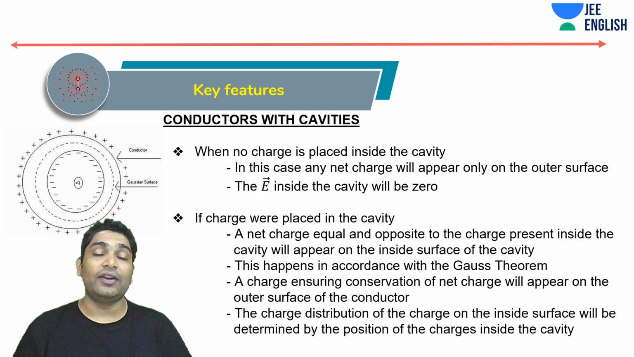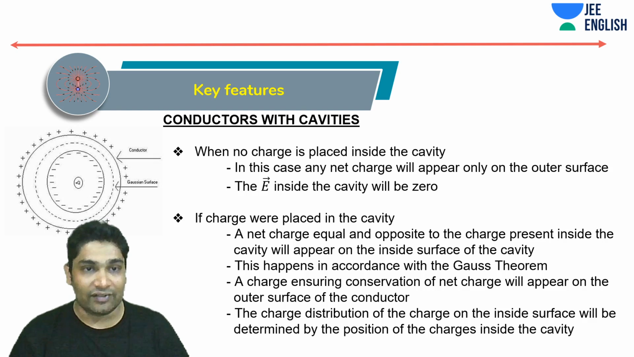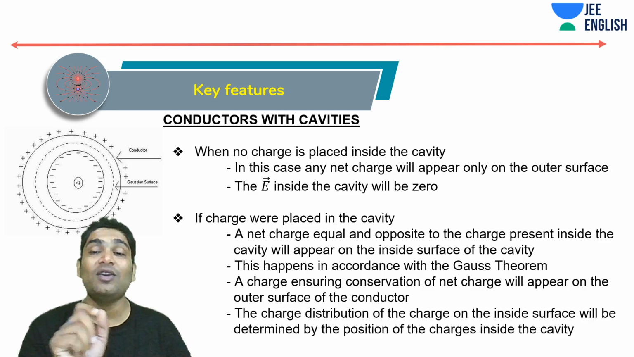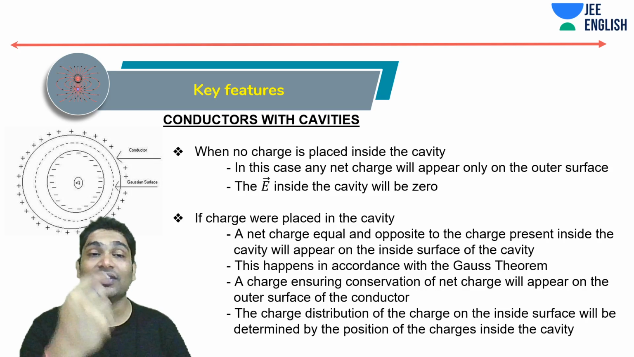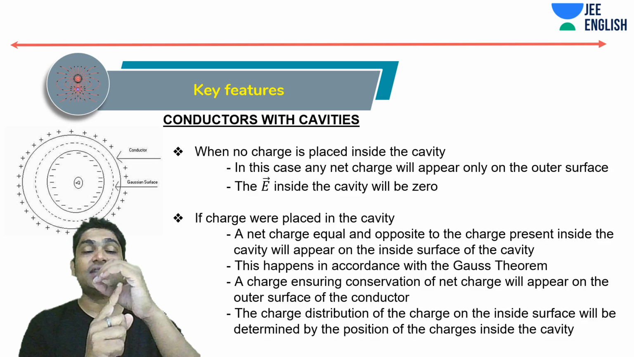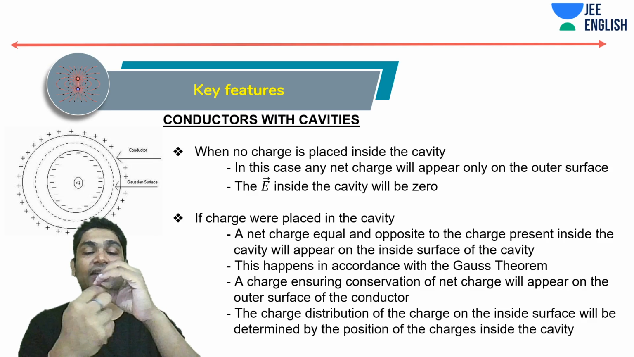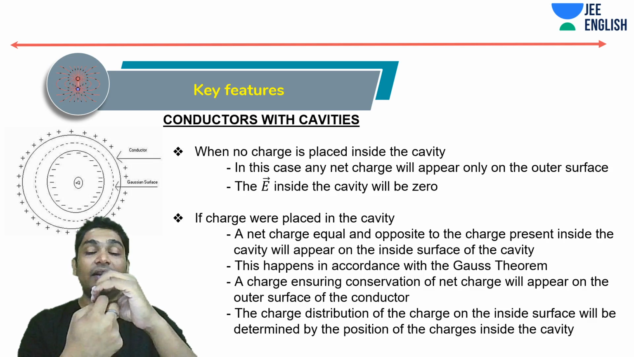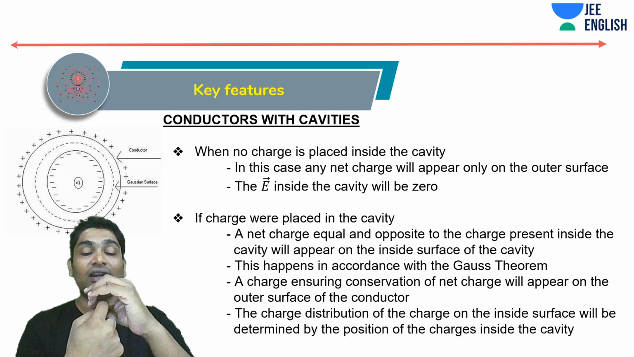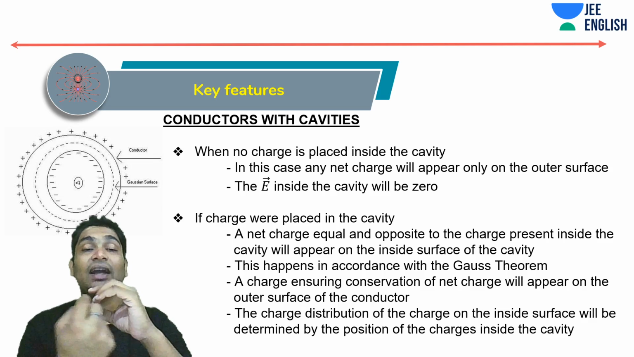Now, let's take a different case. In this case, we are going to place a charge inside the cavity. Now what happens? The first thing I say is a net charge which is equal and opposite to the total charge present inside the cavity will appear on the inside surface. Why is that? Suppose this is the cavity and you place a charge here. This charge starts creating electric fields, and these electric fields are going towards the surface. You know that there cannot be any electric field inside the volume, which means these field lines need to get terminated. So to terminate these field lines, a charge will have to appear on the inside cavity.